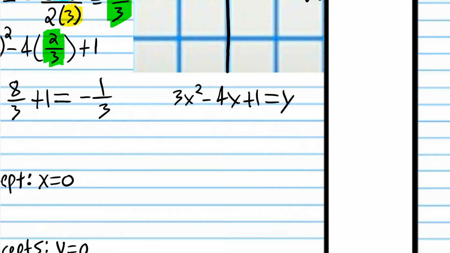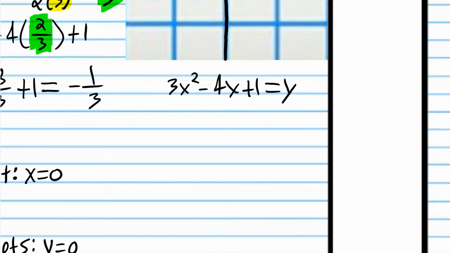Now, we could change this to intercept form, and we could see the intercepts just by looking at intercept form. I'm not going to do it that way, but I'm just going to show you how you would do it if you wanted to use intercept form. It turns out that this expression is factorable. If it were not easily factorable, and by the way, every quadratic is factorable, it's just a matter of whether or not it's easily factorable. This is easily factorable. If it were not, it would not be easy to put it in intercept form. But what we're going to do is go ahead and factor this expression.